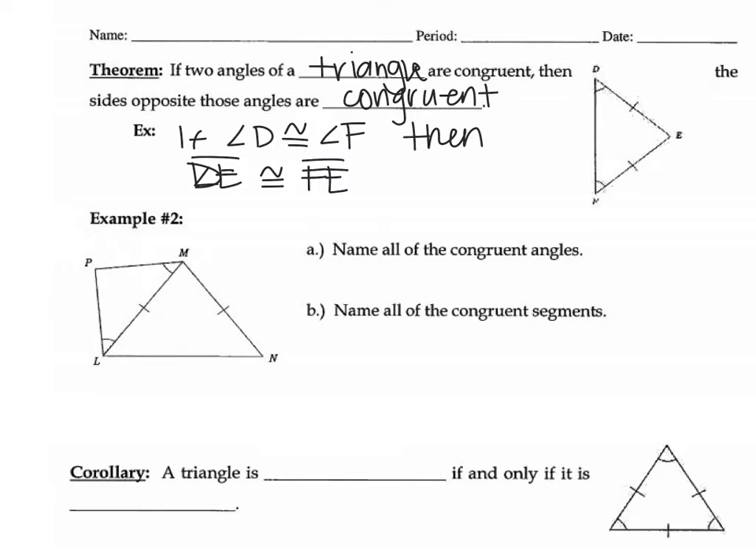In our second example, we want to name all of the congruent angles. Two angles are already labeled congruent for us. So angle PML is congruent to angle PLM. Then if we look at our second triangle MLN, ML and MN are congruent, so we know that its opposite angles are congruent as well. So we know angle MLN is congruent to angle MNL.